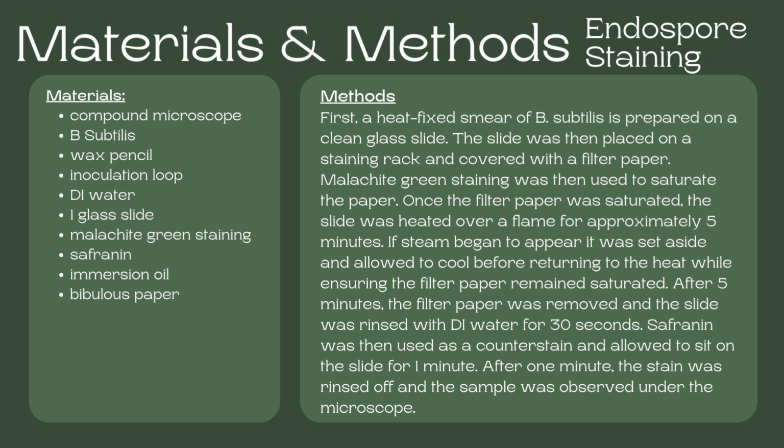The slide was then placed on a staining rack and covered with a filter paper. Malachite green stain was then used to saturate the paper, and then the slide was heated over a flame for approximately 5 minutes. If steam began to appear, it was set aside and allowed to cool before returning to the heat, while ensuring the filter paper didn't dry out.